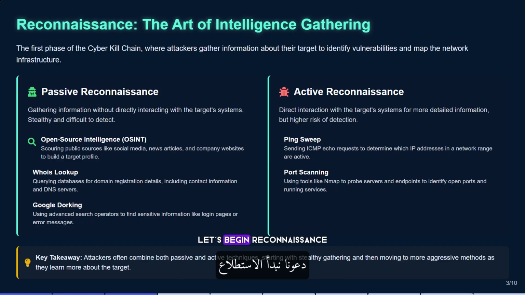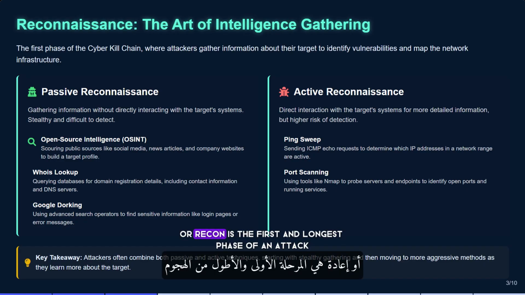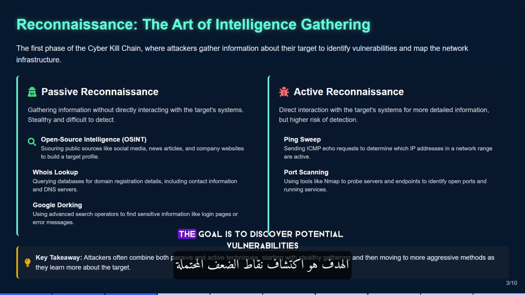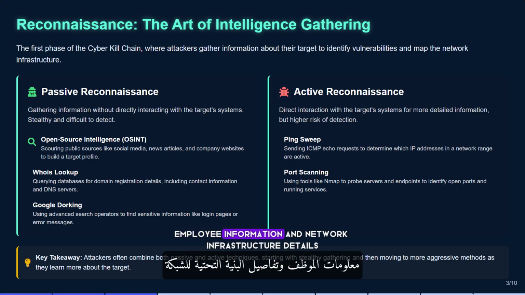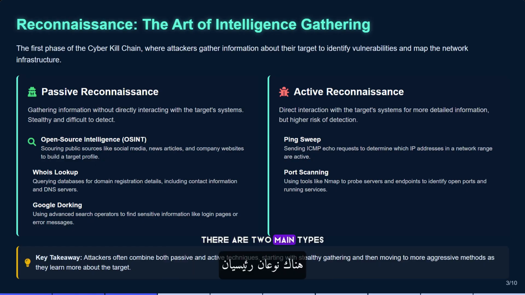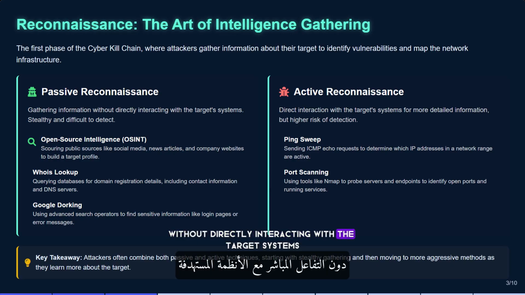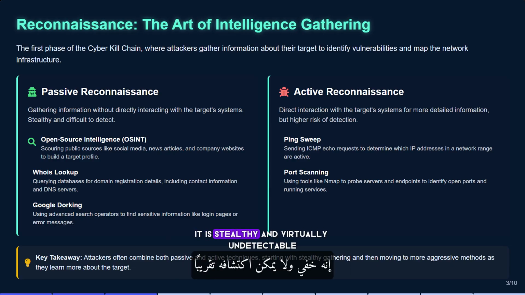Let's begin. Reconnaissance, or recon, is the first and longest phase of an attack, focused on understanding the target. The goal is to discover potential vulnerabilities, employee information, and network infrastructure details. There are two main types. The first is passive reconnaissance. This is the art of gathering information without directly interacting with the target's systems. It is stealthy and virtually undetectable.